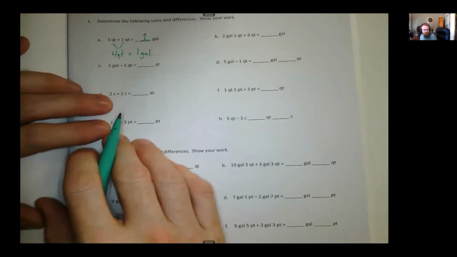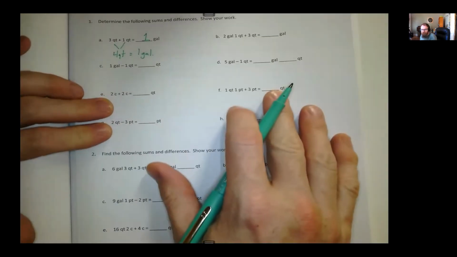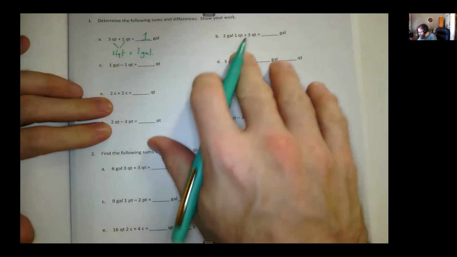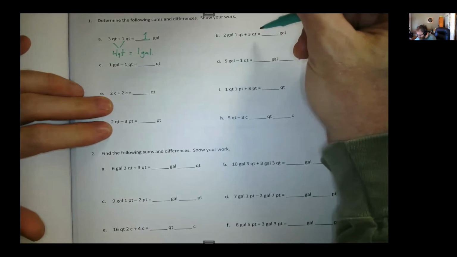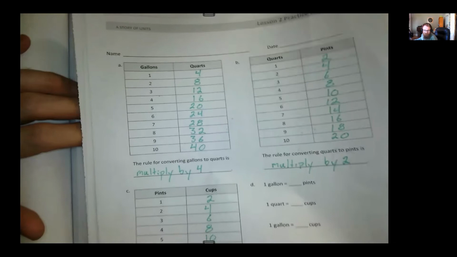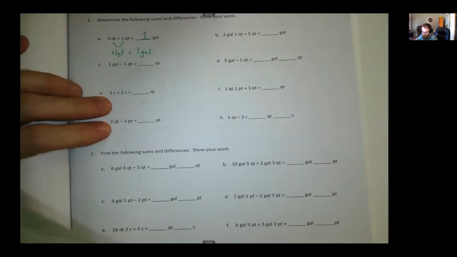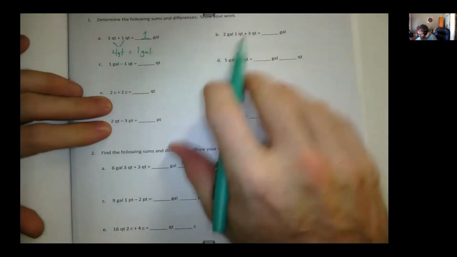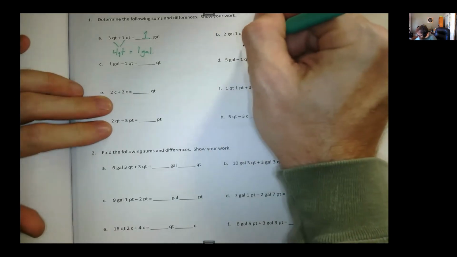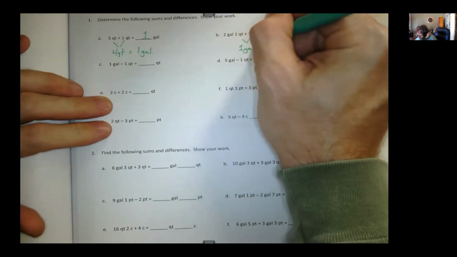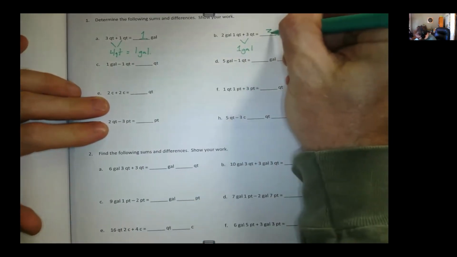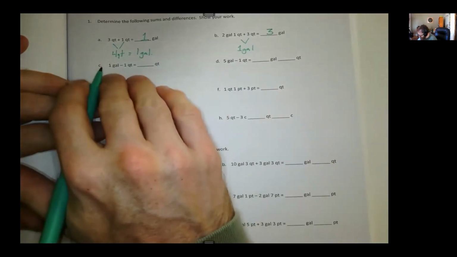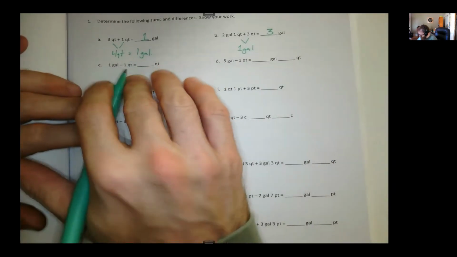So for these problems, we're going to be doing a little adding and converting. Part B, 2 gallons, 1 quart plus 3 quarts. Well, again, remember 4 quarts equals a gallon. I'm not going to keep sticking this page onto the camera, but remember to reference your conversion tables. So if 4 quarts makes 1 gallon, then we have 2 gallons and 1 gallon. Together, 3 gallons.